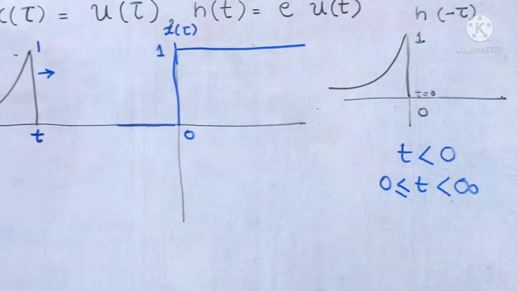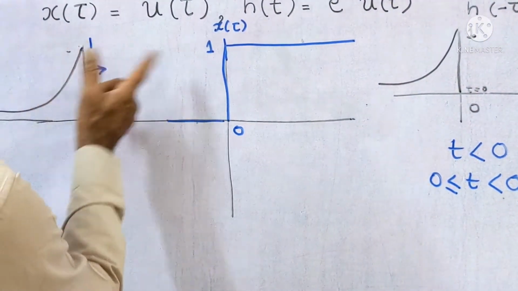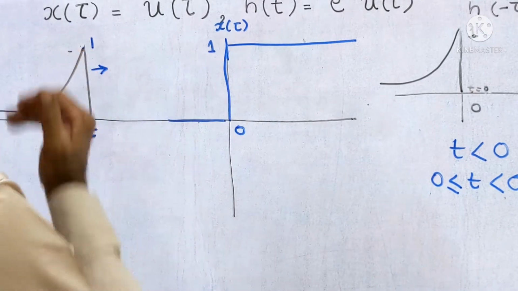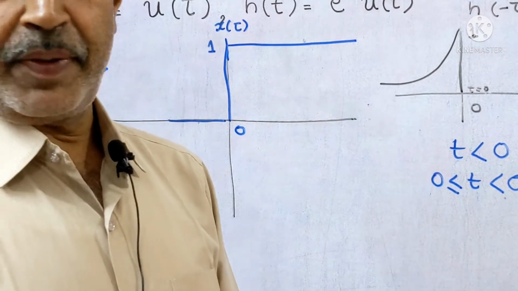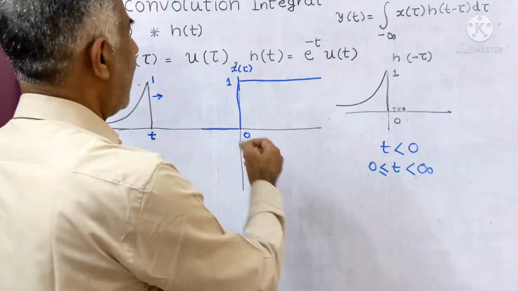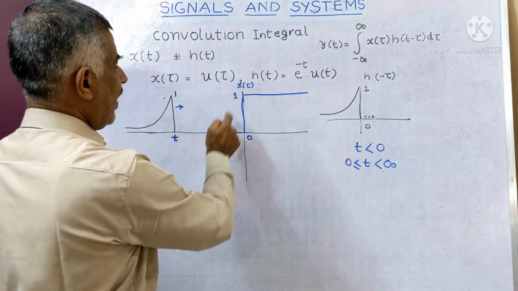Now here this edge is moving. As the edge is at a far off distance, there is no overlapping, and the x of tau value is 0 here.